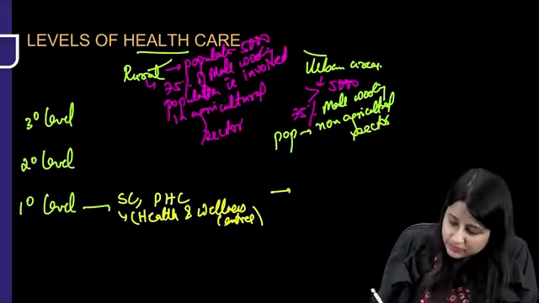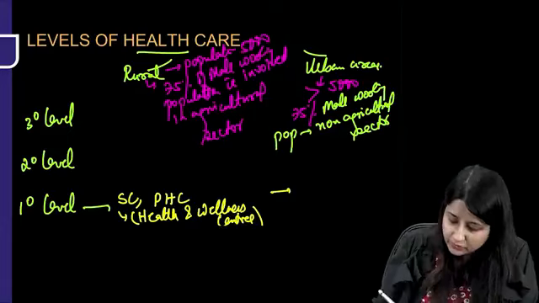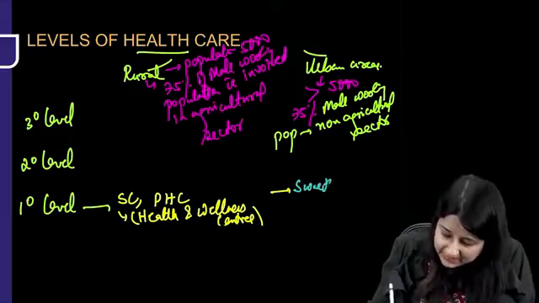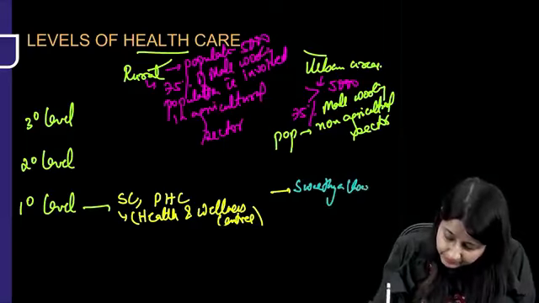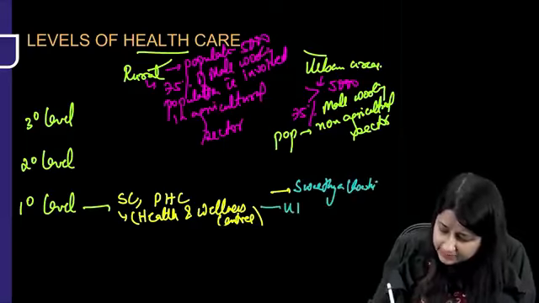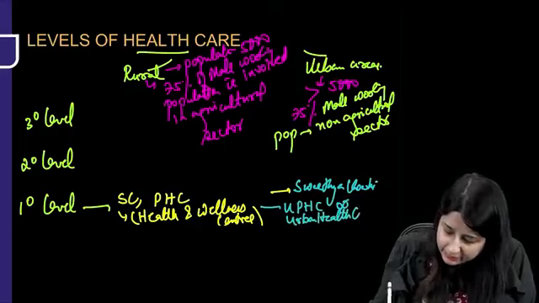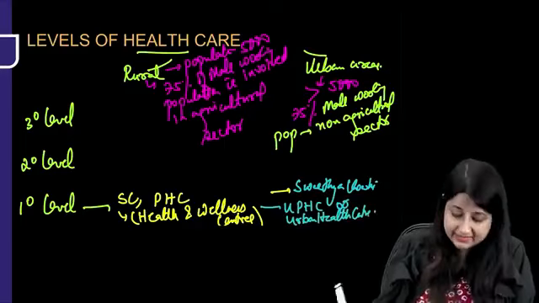In urban areas, what do we have? In urban areas, we don't call it sub-centers, but we say that what is present is Swasthya Chowki and urban primary health center, or simply urban health center, either urban primary health center or urban health center.